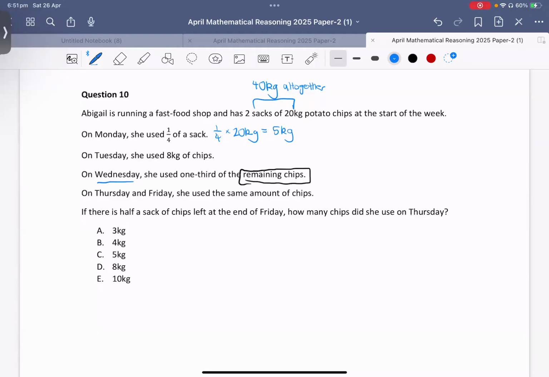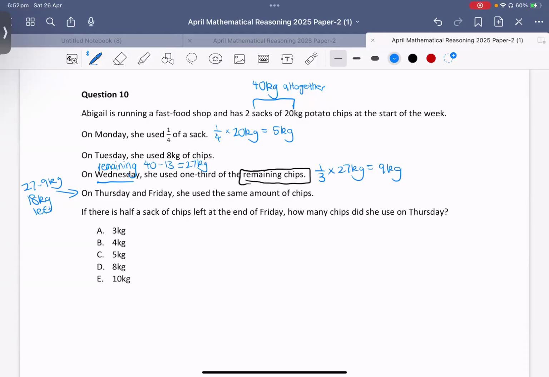And that means by Wednesday, how many kilos does she have left? So if she's used 13 altogether, there was 40 in total. The remaining amount would be 40 minus 13, which is 27 kilos. And why that's important is, remember, Wednesday, we want to calculate how much is left after she uses 1/3 of the remaining chips. So a third of the remaining, which is 27 kilos, would be she uses 9 kilos on the Wednesday. If she uses 9 kilos on the Wednesday, we know by Thursday and Friday, she will have 27 minus 9 kilos left, which is 18 kilos. Okay. Are we okay with that?